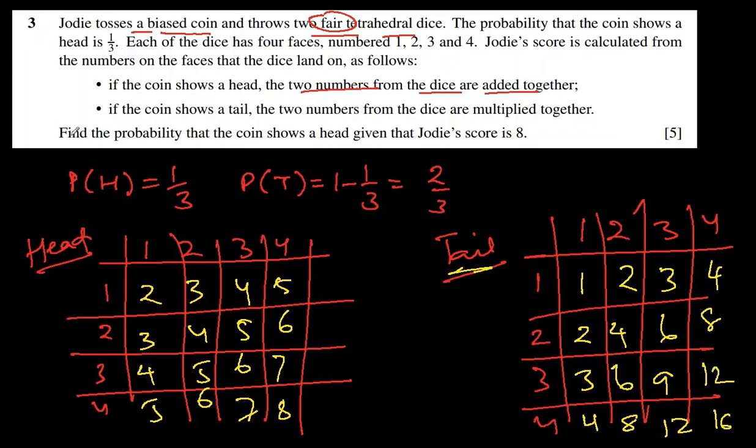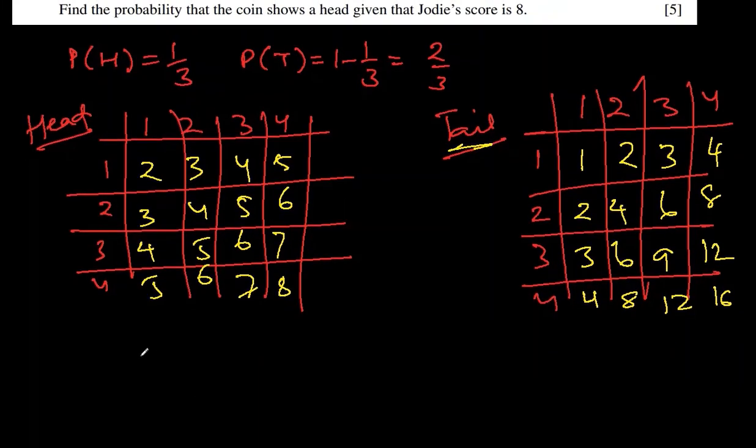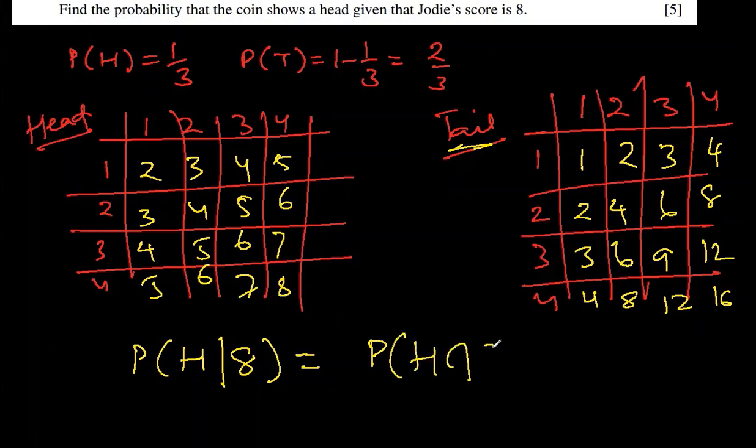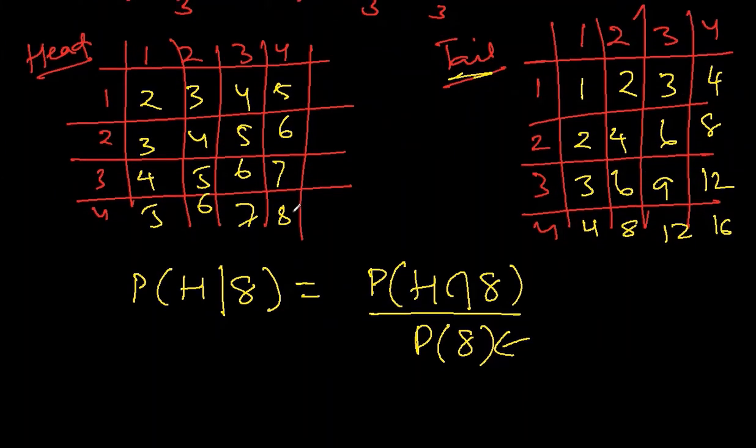Alright, now find the probability that the coin shows a head given that the Judy score is 8. So we want to find the probability of head given that Judy's score is 8. So it will be probability of H intersection 8 divided by probability that Judy gets 8. So let's focus on Judy gets 8 first. So it is 8 here, nowhere else. 8 is here and 8 is here.